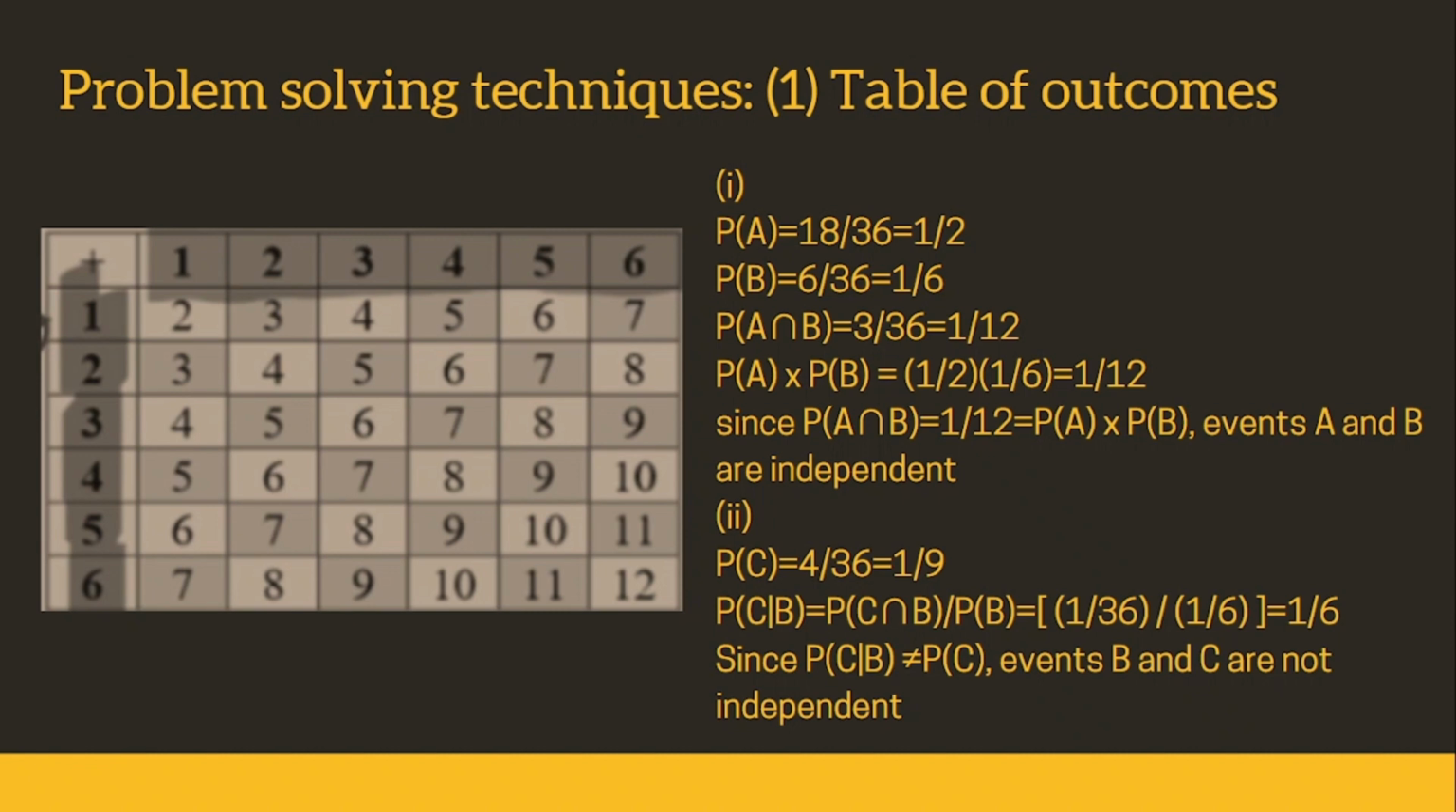Then in the case of probability of C, it is 4 out of the 36 outcomes, equal to 1 over 9. For probability of C given B, you find the intersection of C and B, divide by probability of B, which in this case gives you 1 over 6. Since the probability of C given B does not equal the probability of C, we cannot show that events B and C are independent of each other. So these are the 2 different ways that you can test for independence. One is finding the intersection, and the other is using the conditional probability in the second part.